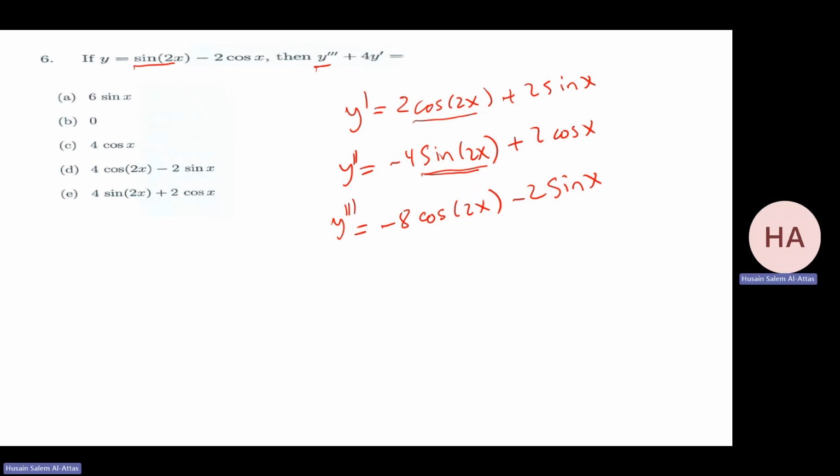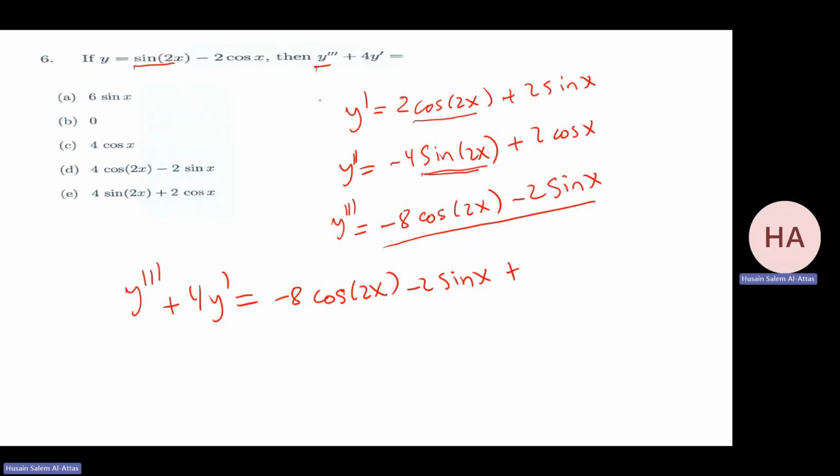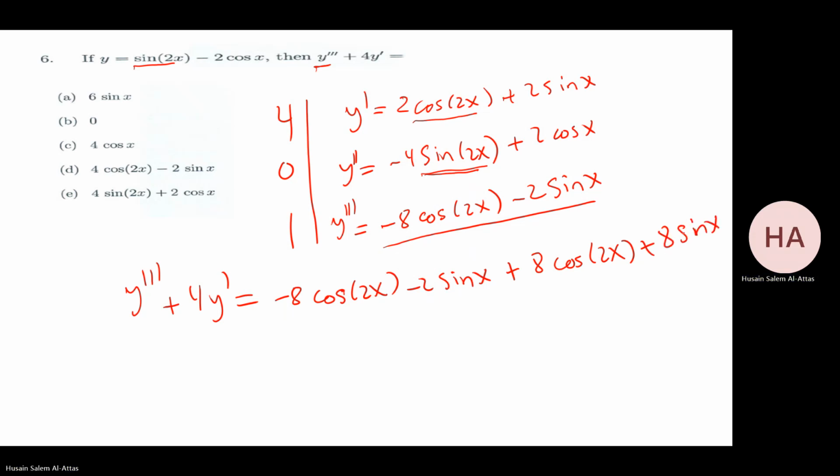Okay. Now I want the third derivative plus 4 times the first derivative. That will give me one. The third derivative, which is this, minus 8 cosine 2x minus 2 sine x, plus, this is multiplied by 1, this is by 0, this is by 4. 4 here, it will be 8 cosine 2x plus 8 sine x. This is cancelled. That will be 6 sine x, which is this one.